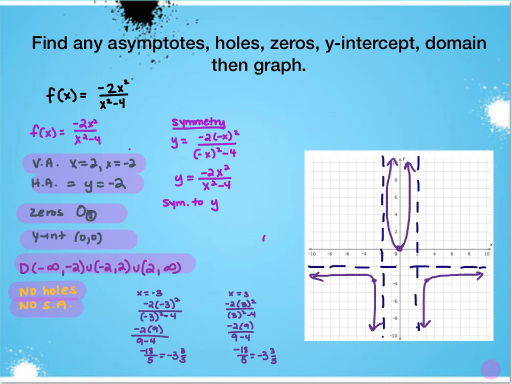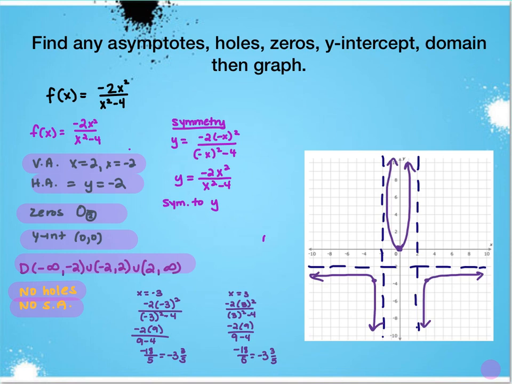So this is what the first one should have looked like, okay? First, obviously your vertical, first thing you want to do is check to see if it can cancel out. Nothing's going to cancel. So there's no holes. And then vertical asymptote comes from the denominator, x equals 2, x equals negative 2. Don't forget the x's. Horizontal asymptote, they're both the same exponent, so it's the leading coefficient, which is negative 2. Again, you need the y equals negative 2.